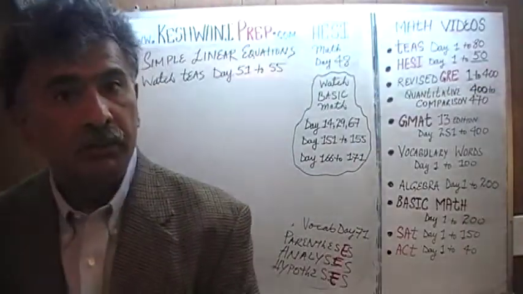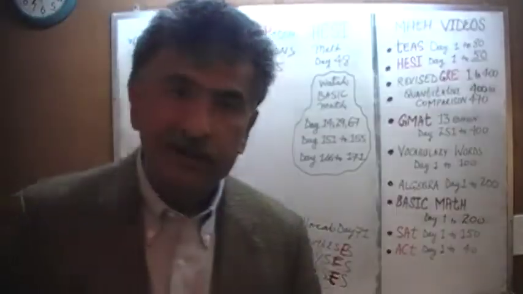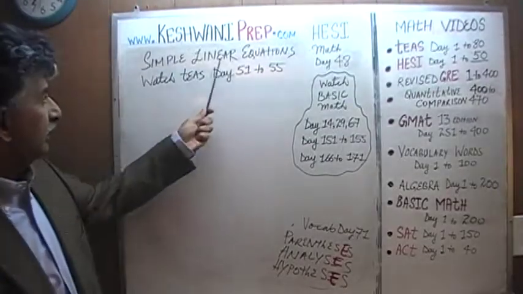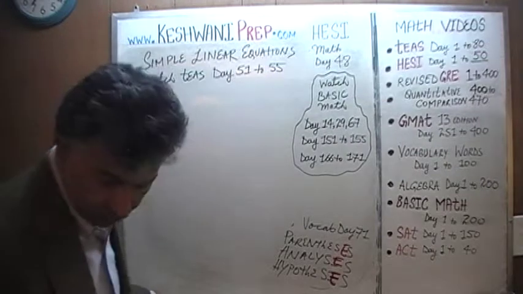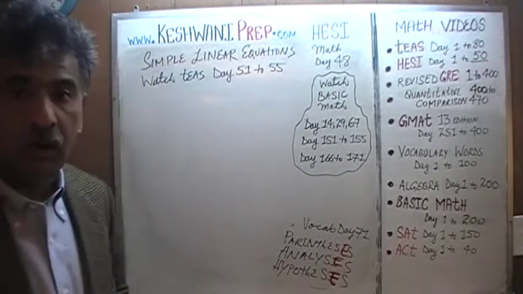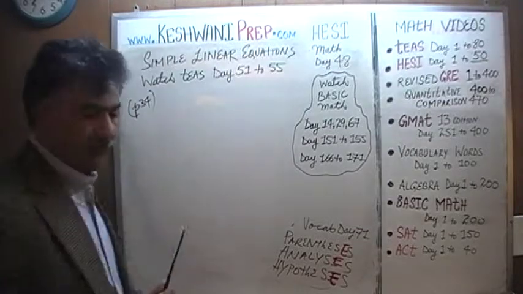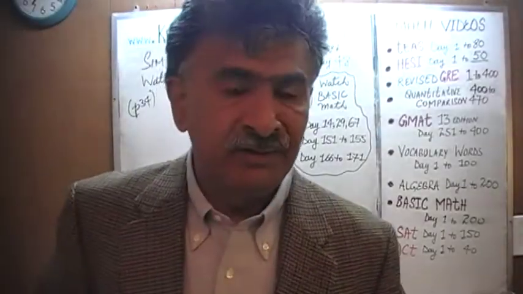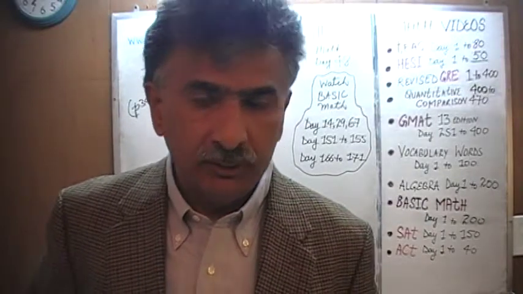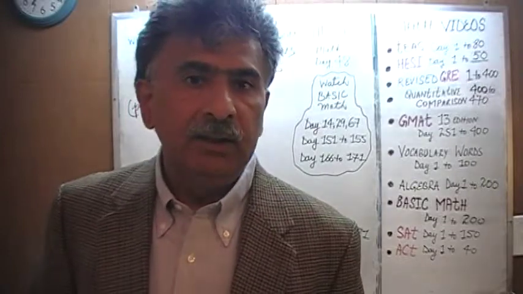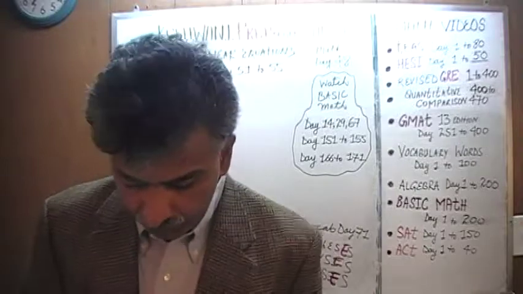Right now, we are in the process of solving some problems dealing with the notion of simple linear equations. The examples that we're going to do, example number 3 and example number 4, are the ones that you will find on page number 34. They give you 5 more problems as sample exercises, altogether a grand total of 7.